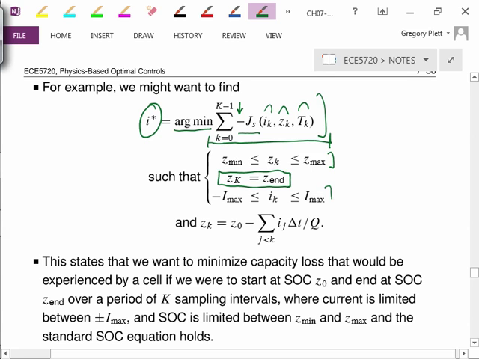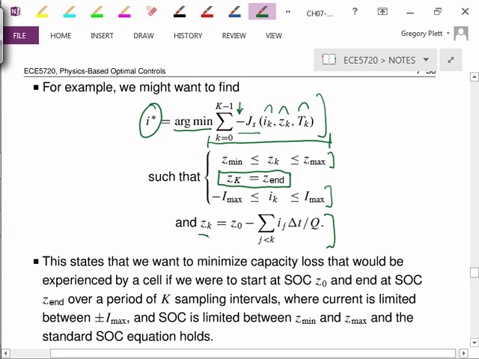And I also might have some electronics limits on the current that could be applied. So current at every point in time is bigger than negative Imax and is less than positive Imax. Those are some constraints we might want to put on the problem variables. And we also have the constraints of just the plain dynamics of how state of charge works. And state of charge, we know, works like this.